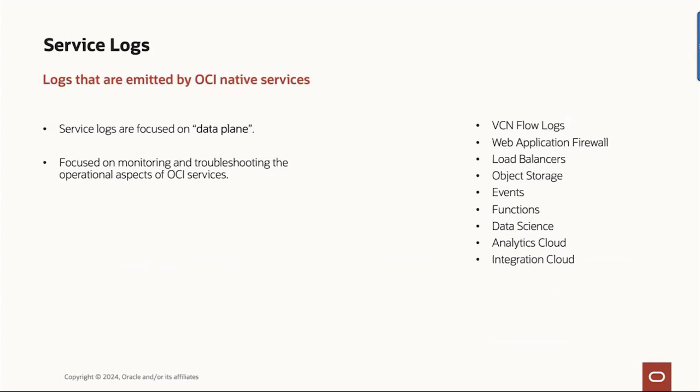Whenever I say data plane, it's all about the primary function of the service itself. Let's say you create an object storage bucket. Creating it is a control plane event. But once you create the bucket, whenever you upload, or whenever a compute instance or any other service accesses the object storage, all that interaction goes on the data plane, whether you're getting data from the bucket or putting it back. Those are the data plane activities of the service itself. It is focused more on the monitoring and troubleshooting aspect of the OCI services.